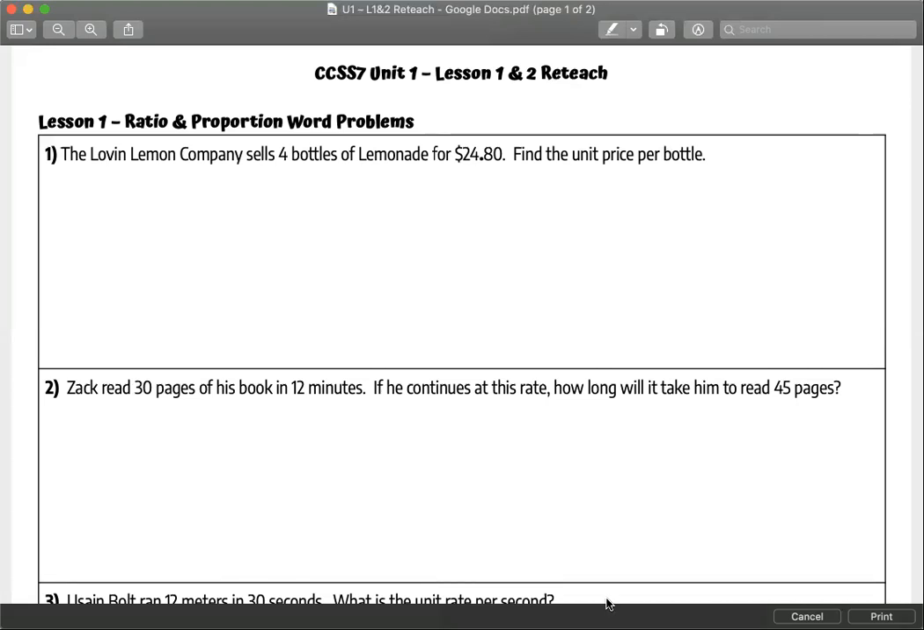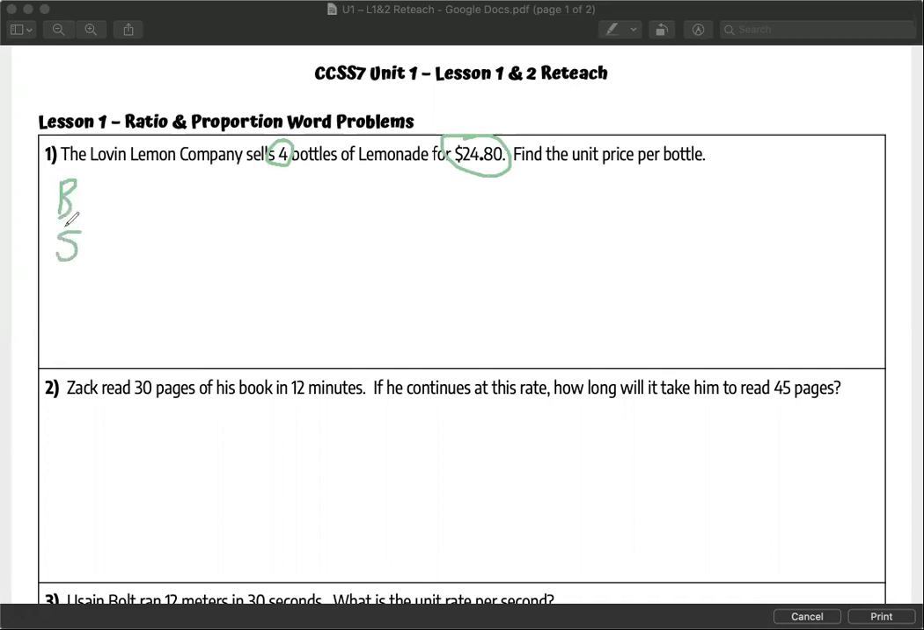So let's look at this first problem. The 11 Company sells 4 bottles of lemonade for $24.80. Find the unit price per bottle. So first off, I'm looking at that initial ratio. We've got 4 bottles for $24.80. So I'm just going to set up a proportion comparing the bottles to the money. So we've got our initial ratio, 4 bottles for $24.80.